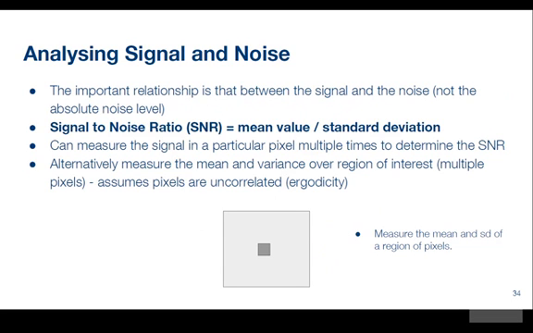Now, the important factor for us is not the absolute noise level, it's the relationship between the signal we're interested in and the noise in the image. So it's this signal-to-noise ratio, which we can calculate in an image if we take the mean value and divide it by the standard deviation. So our standard deviation is our measure of our noise, and the mean value is a measure of the signal.